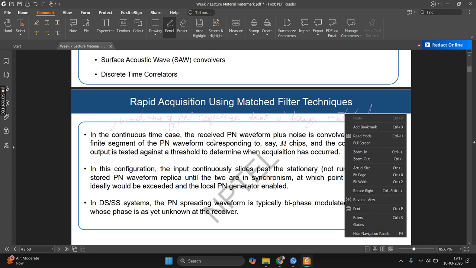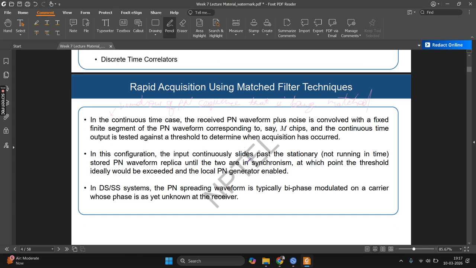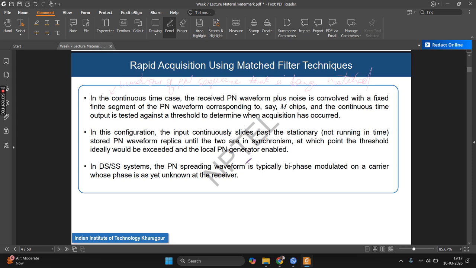Now, in a direct sequence spread spectrum system, the PN spreading waveform is typically biphase modulated. Biphase means plus 1, minus 1, modulated on a carrier whose phase is as yet unknown at the receiver. So the amplitude is known, that is 1, but whether it is plus or minus is not known at the receiver.